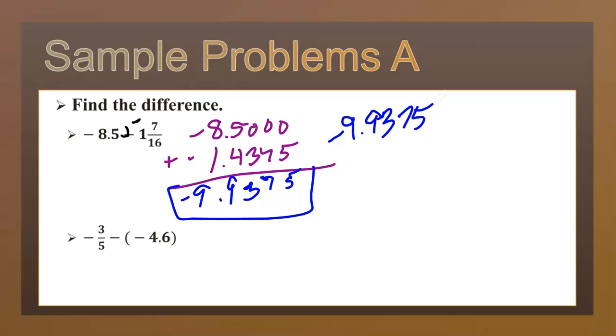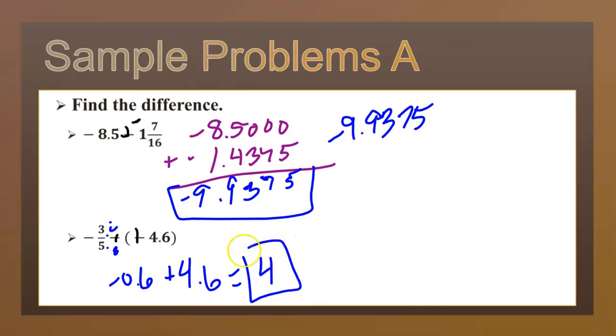This other one, we are adding the opposites. So I'm going to put this as a decimal. So this is multiply this by 2 halves. So that would be a negative 0.6 plus 4.6, which will give us an answer of 4.